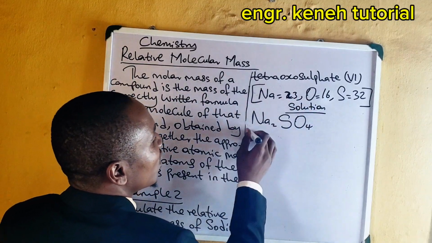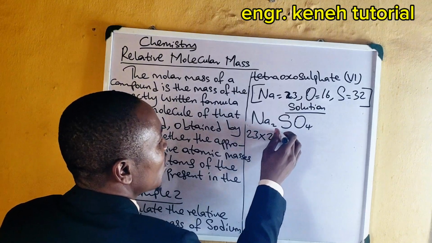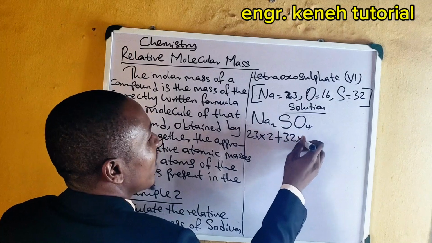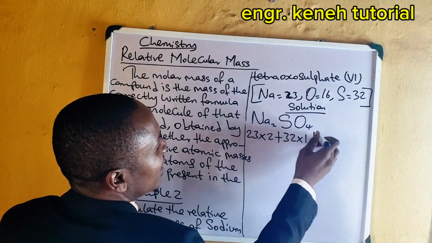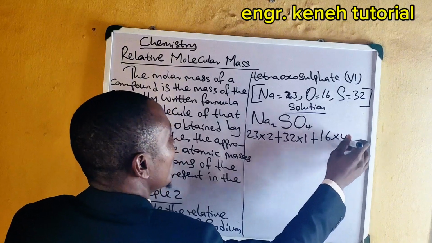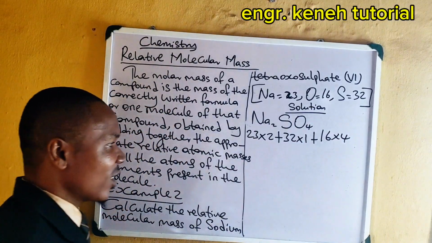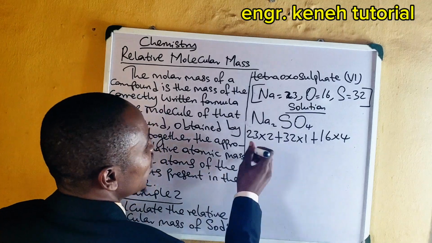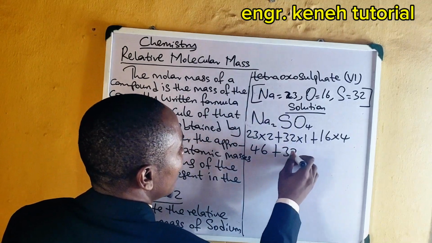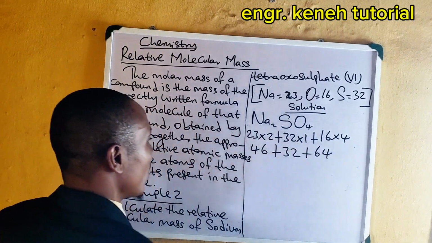So you say 23 times the number we have here, which is 2, plus sulfur, we have 32, times the number we have here, which is 1, plus oxygen, we have 16, times the number we have here, which is 4. Can you see that? All right, I believe it is not difficult. So 23 times 2 will give us 46, plus, when you multiply this, you have 32. When you multiply this, you have 64, like this.